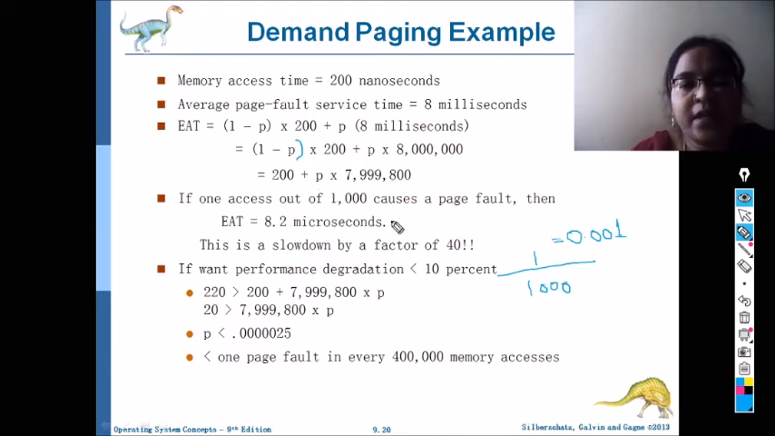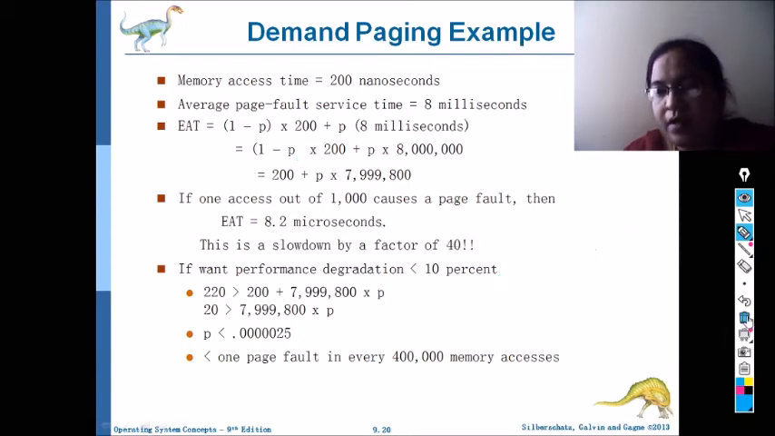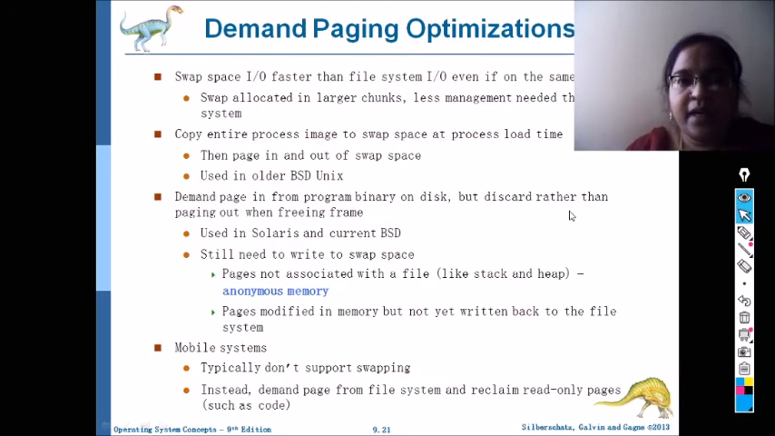Then substituting this value here, whatever value you get in nanoseconds, convert that to microseconds, and we'll have the effective access time to be 8.2 microseconds. So this will slow down by a factor of 40. Like this we calculate the effective access time.